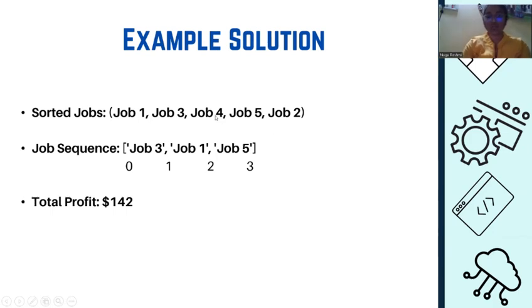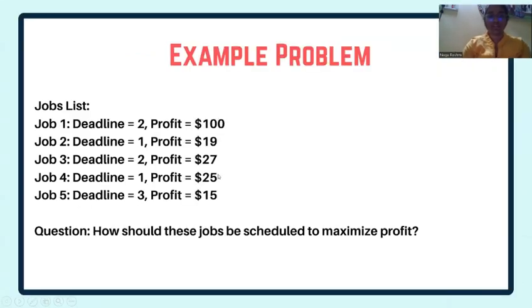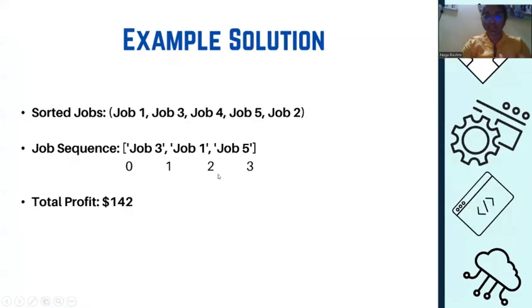And the next one is job 4. Its deadline is given as 1. It should be placed between 0 and 1. But the slot 0 and 1 is already filled with job 3, which has more profit than job 4. So we will not consider job 4 for now.